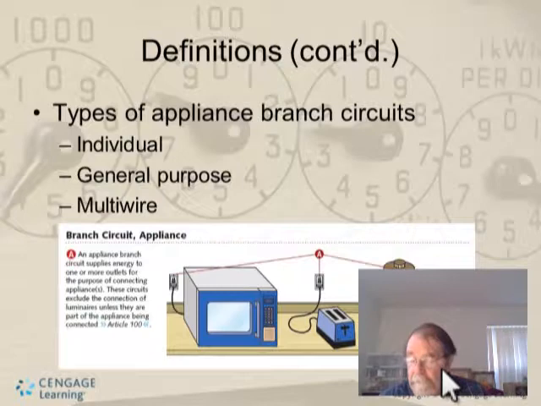Branch circuit conductors found between a circuit's final overcurrent protection device, such as the last fuse or circuit breaker, and the circuit's outlet, is called a branch circuit. Article 100 defines branch circuits are divided into four categories. You have appliance, general purpose, individual, and multi-wire.